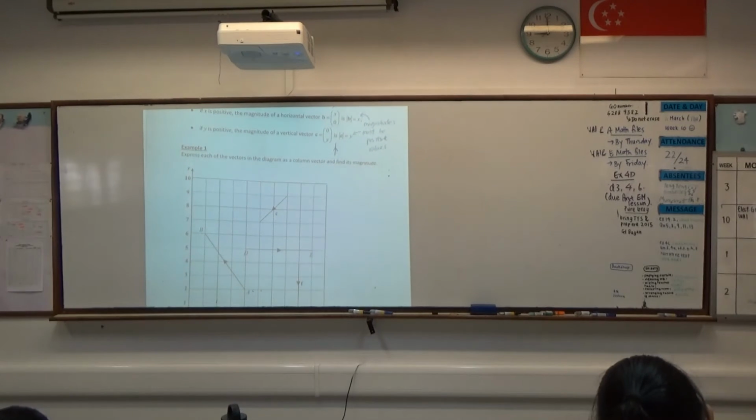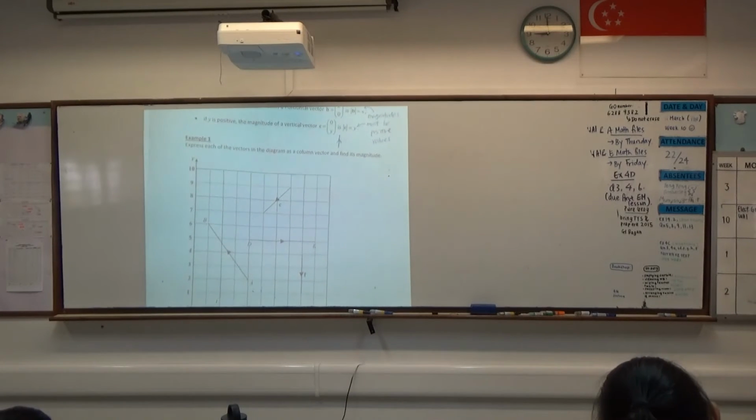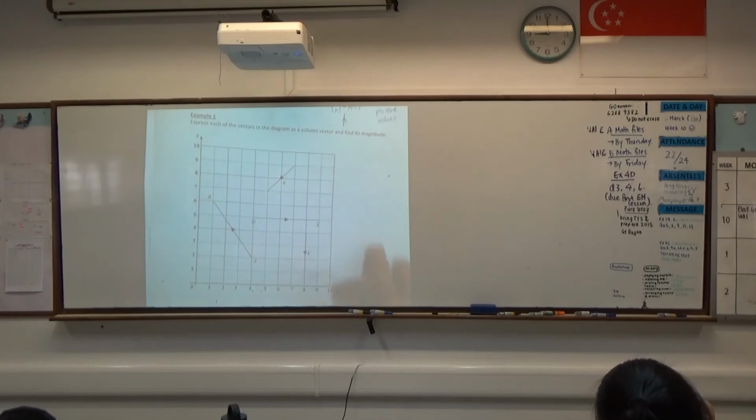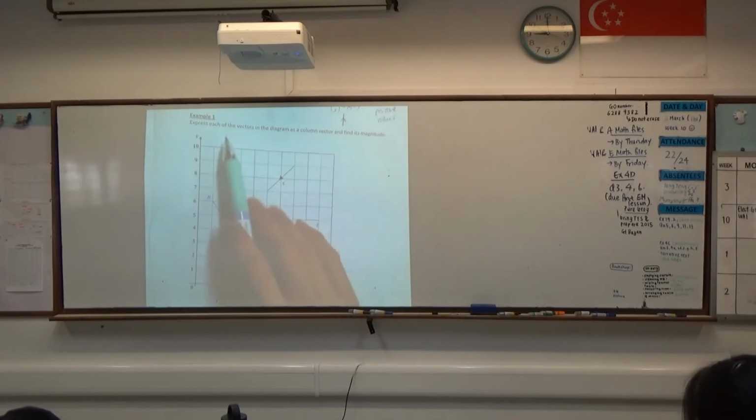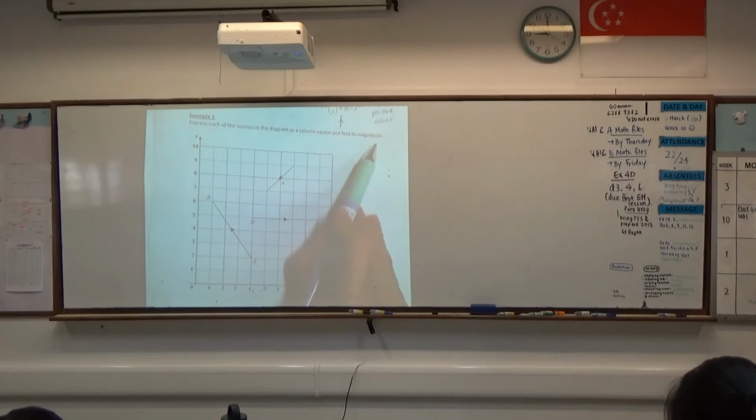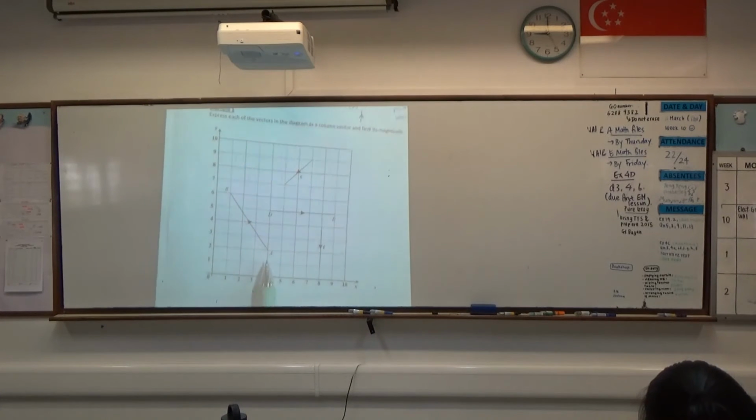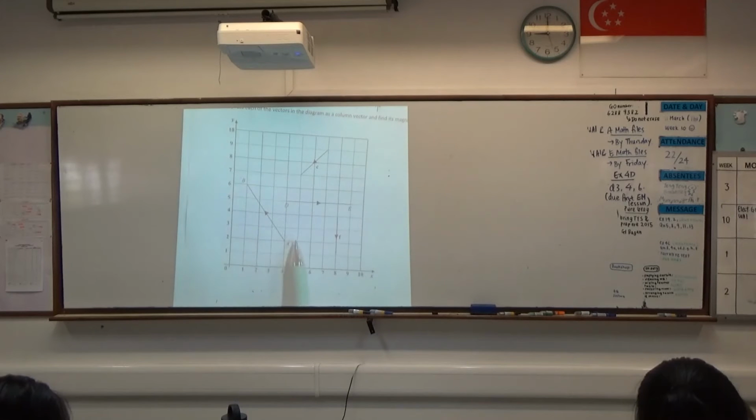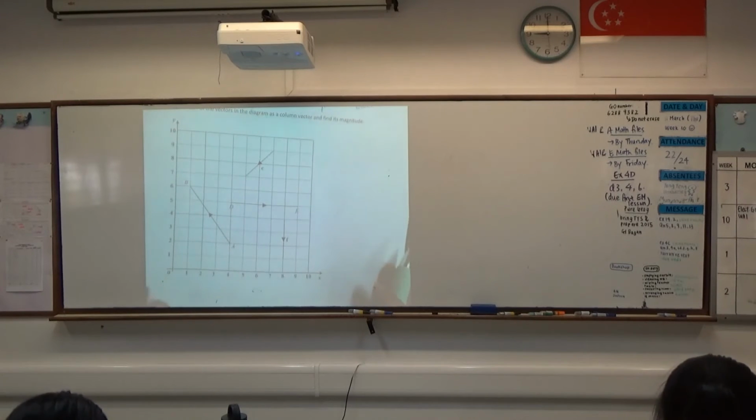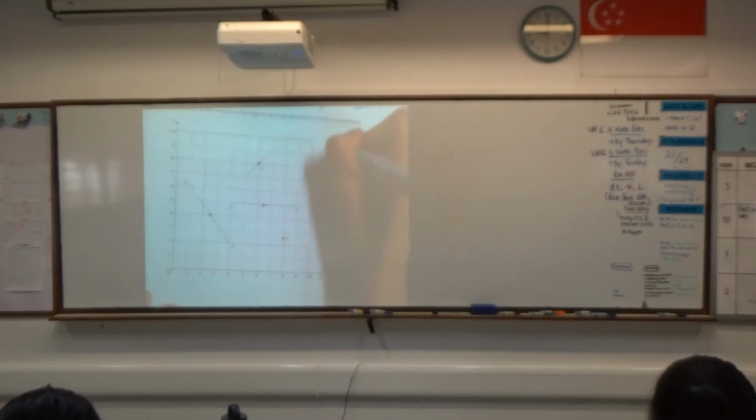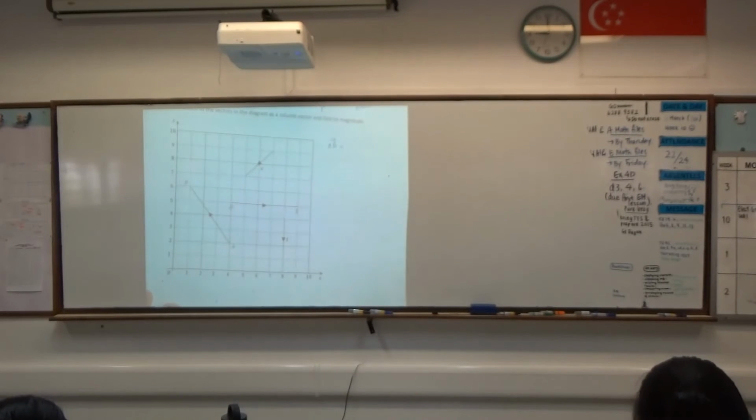Then looking at example 1. Given this diagram over here with some vectors, we want to find out the column vector as well as its magnitude. So let's maybe just do one example, looking at the vector AB. What would its column vector be? Joshua?